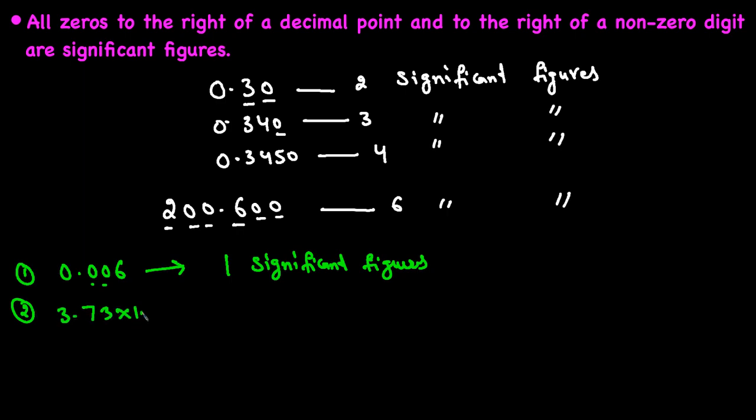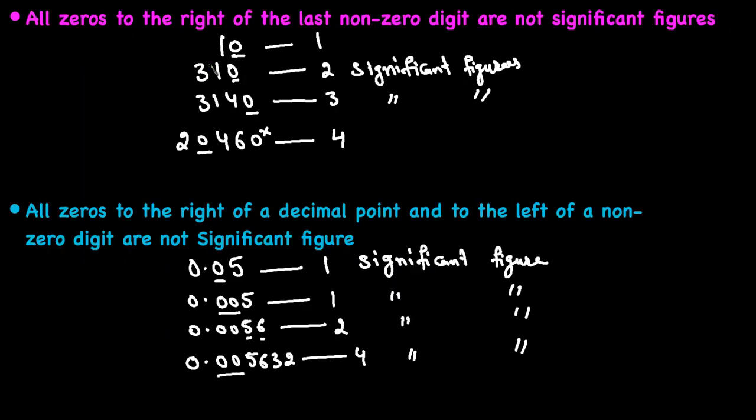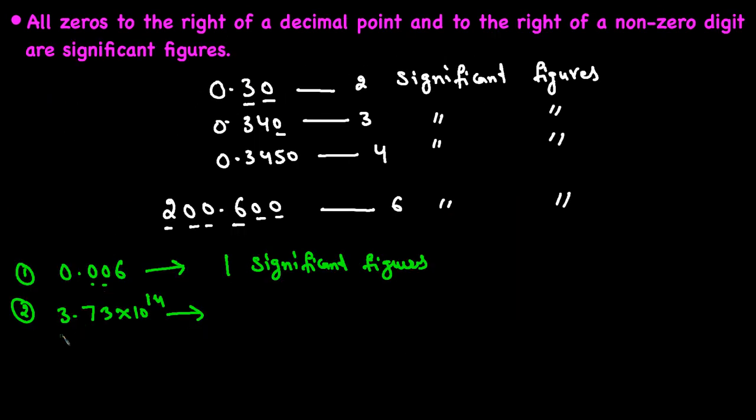This one is 3.73 times 10 raised to the power 14. When we multiply this out, at the end all the zeros are left and there is no decimal, so only the number 373 is left, and then we have 12 zeros. Remember this rule: all zeros to the right of the last non-zero digit are not significant figures, so we're going to forget about those zeros. We only remember these three numbers. So that tells me there are three significant figures.